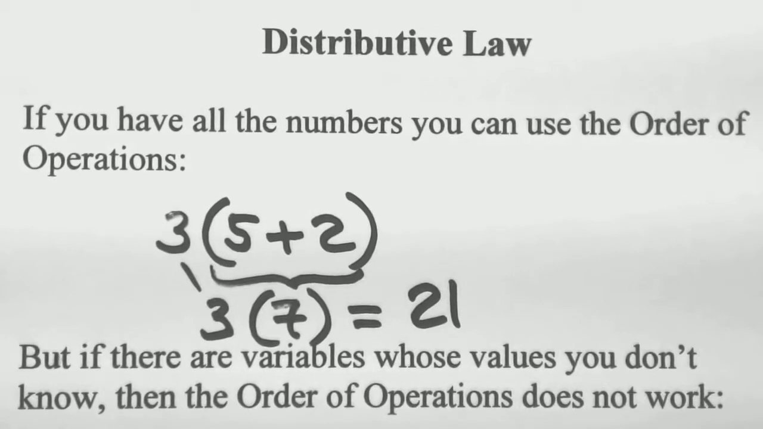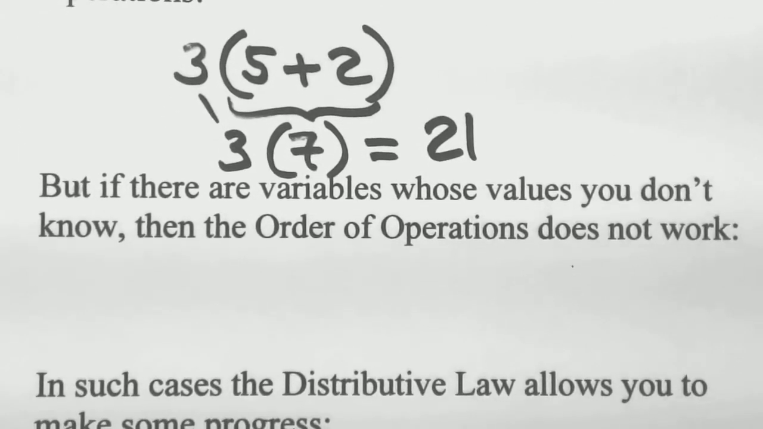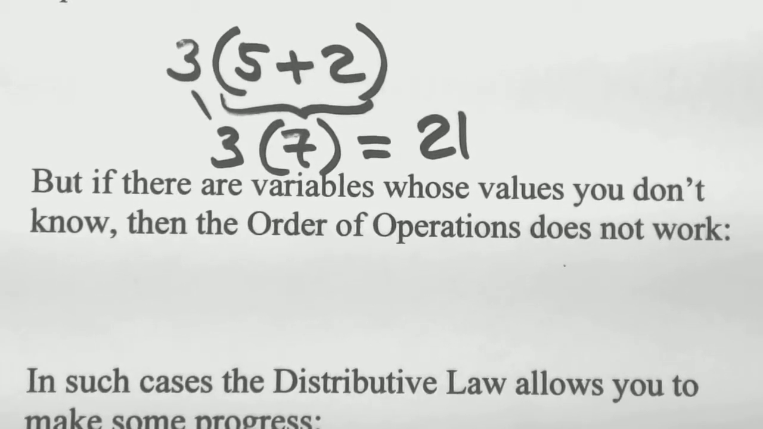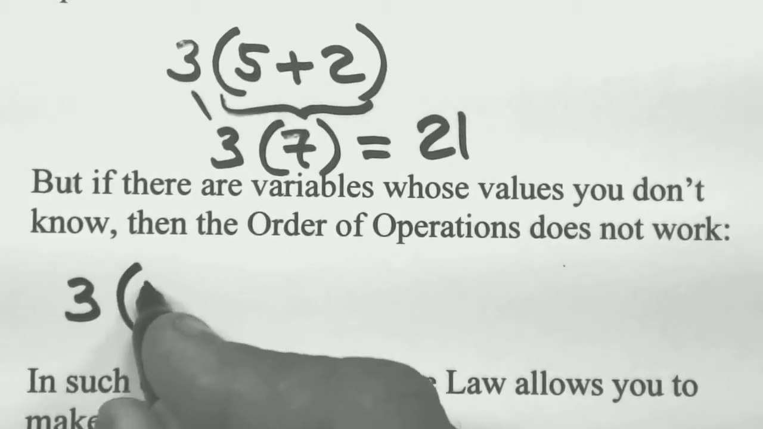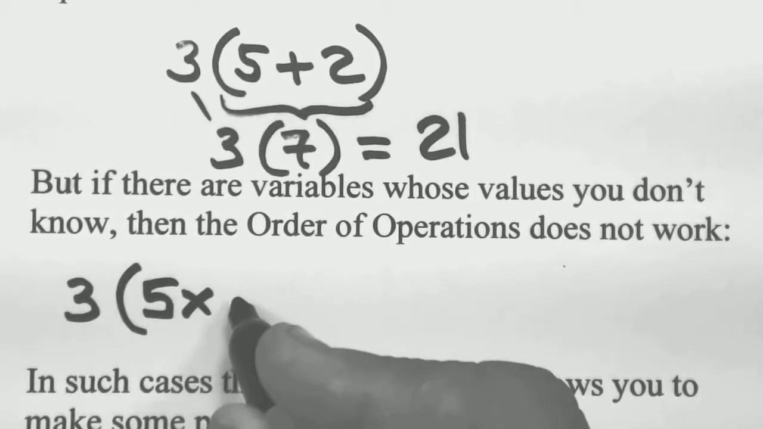So the first point to be made here is that if you have all the numbers, you don't need the distributive law. What's the distributive law set up for? Well, let's modify this problem we just had. Let's say that what you have is the 3 out in front, but now what you've got is 5x plus 2 inside.